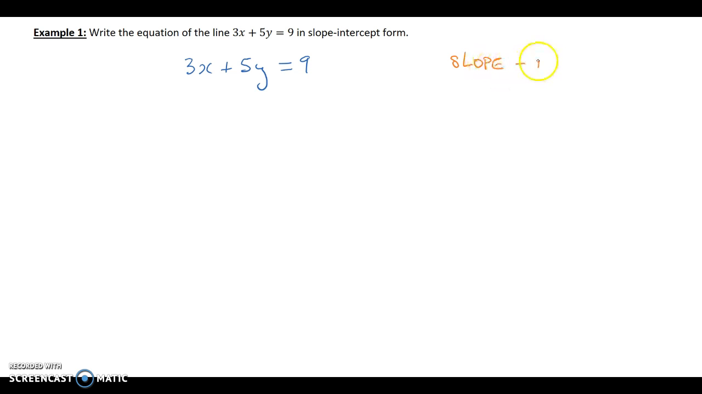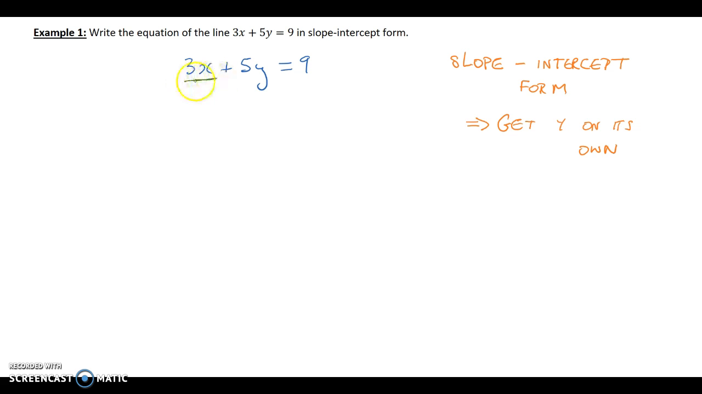Okay, so anytime you see slope-intercept form, what you want to do is get y on its own. We do that by moving all the terms that don't have a y to the other side of the equal sign. So if we look, we've written out the question 3x plus 5y equals 9. We want to make sure that the y is left on its own. So first of all, anything that doesn't have a y, move it across to the other side of the equation.